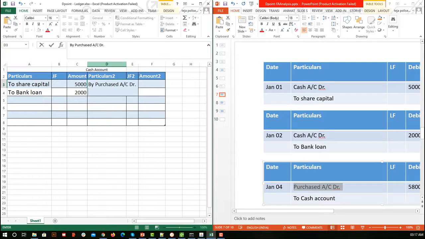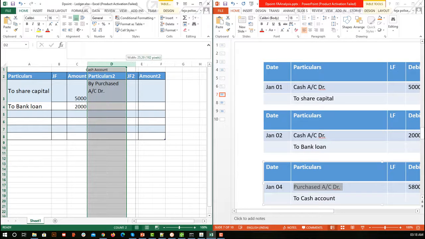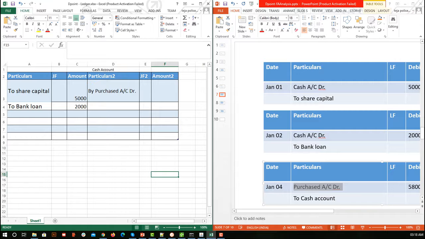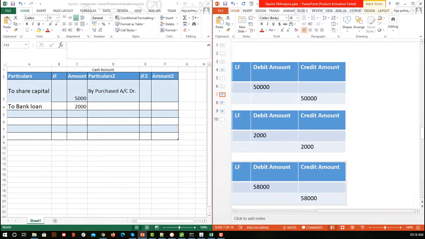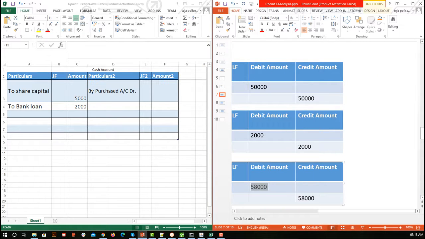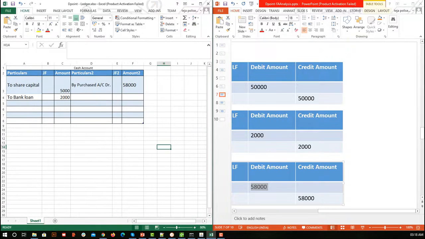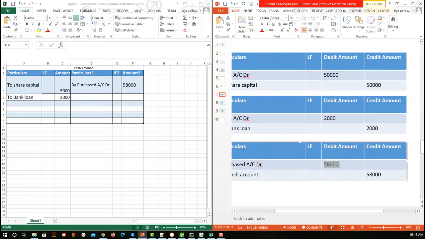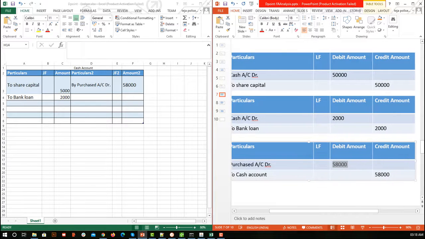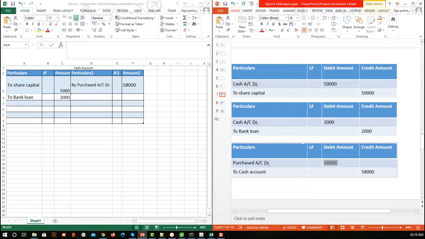Okay, let me maximize this as well. Okay, and what is the amount? It is 58,000. So we are going to write that 58,000 here. Okay, let me minimize this. I hope it is still visible to you all. Okay, minimize this as well. Okay, so we can see everything on one screen. This is not required.